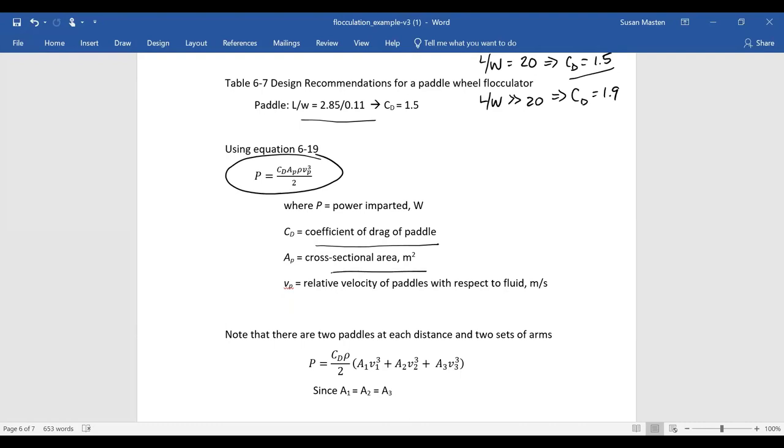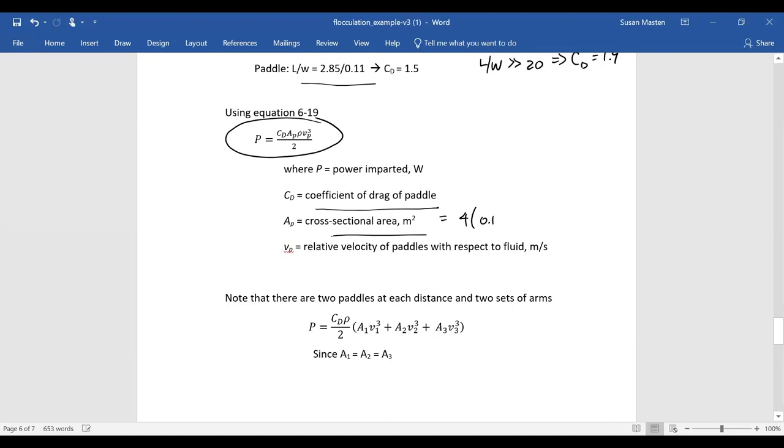Get the cross-sectional area, and this is equal to 4 times 0.11 meters times 2.85 meters. The reason is here's our shaft, our paddle wheel. At each radius, we have four of these blades. So that's why we're multiplying by four. And VP is the relative velocity of the paddles.